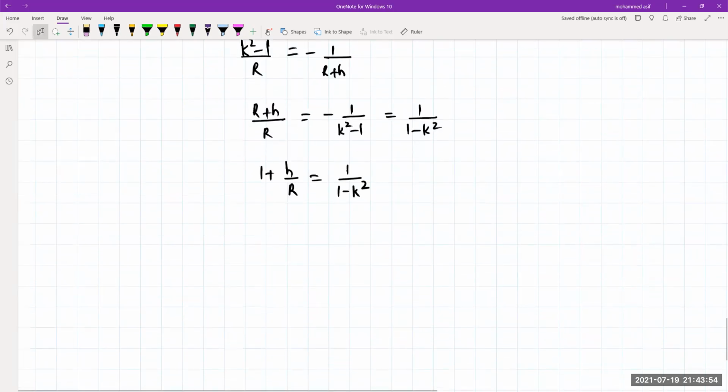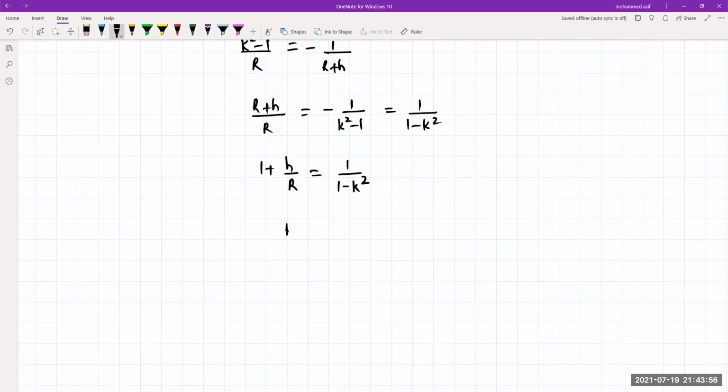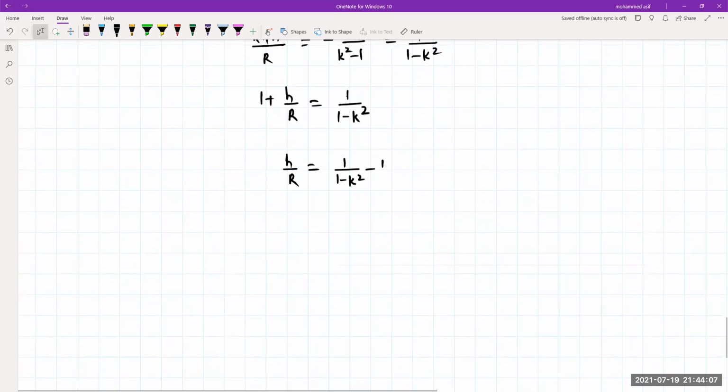So what is the H value? H by R will be equal to 1 by (1 minus K square) minus 1. Okay? Yes, sir. So H value will be equal to R K square divided by (1 minus K square). K square. Clear? Yes.